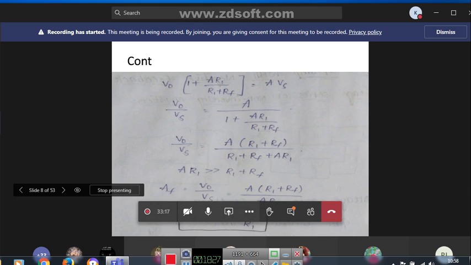So here AR1 is greater than R1 plus RF, because A is the gain, right? The gain is very high, so this value is greater than R1 plus RF, and we can neglect R1 plus RF. Then we can write AF equal to V0 by Vs equal to A into R1 plus RF by AR1.